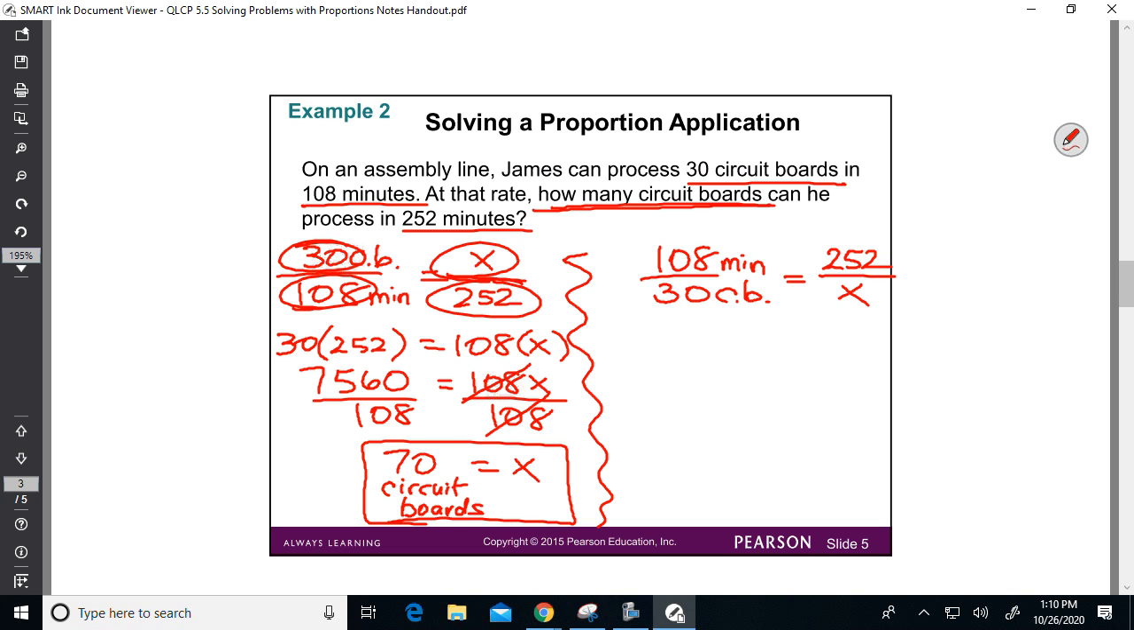If you set it up the other way, 108 would have gotten multiplied times X, 30 would have gotten multiplied times 252, and you'd have the same thing as what we just did. It's the exact same thing. Questions, example 2. Proportions, for the most part, is one of the easiest problems to set up.